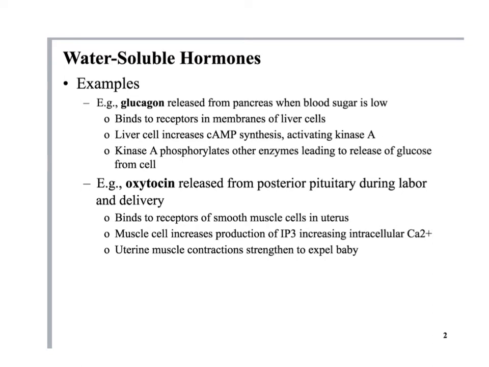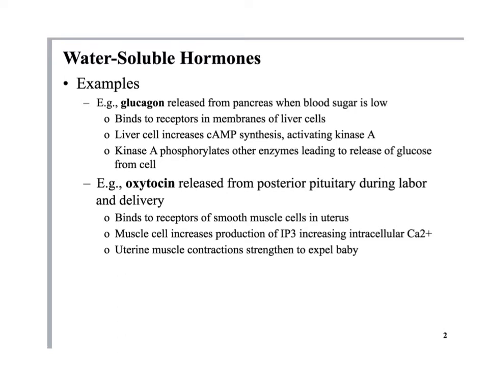Oxytocin, all right, is released from the posterior pituitary. We'll go over that in a little bit. During labor and delivery, it increases contractions of the uterine muscle. It binds to the receptor on smooth muscle cells in the uterus, and the muscle cell increases production of IP3. What's IP3 then in this case? Jillian? The second messenger. Good.